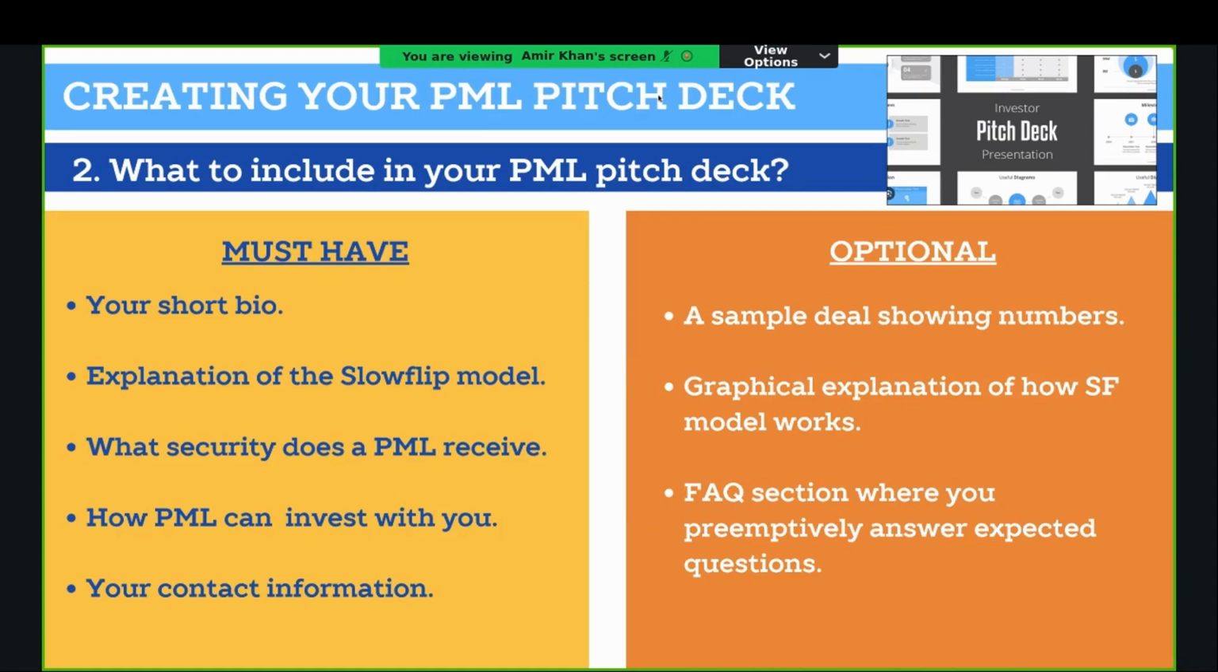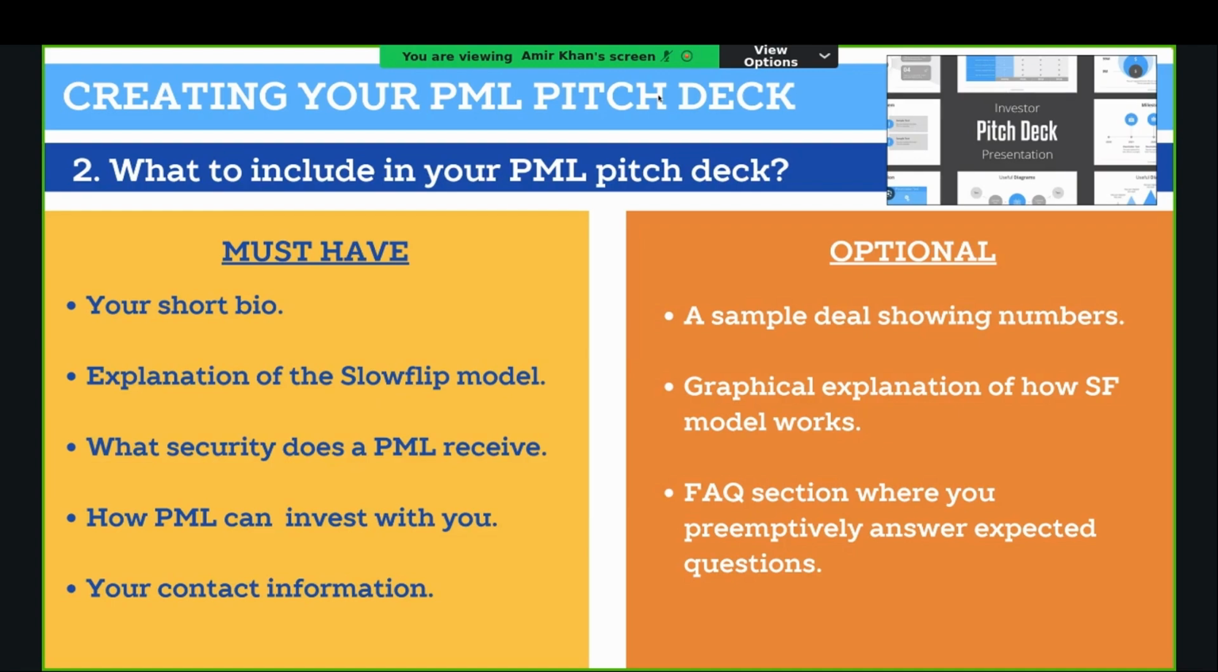Believe it or not, I've seen a pitch deck which actually does not have a contact information page. So you actually need that, because you never know if the person you send it to forwards it to somebody else. And guess what? That person may be really interested and now they don't even have your information, right? So these are the things you definitely need to have on your pitch deck.